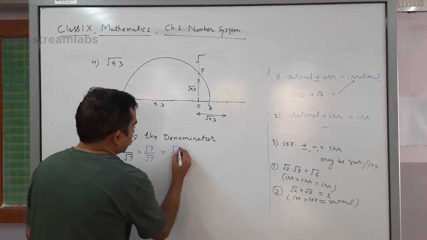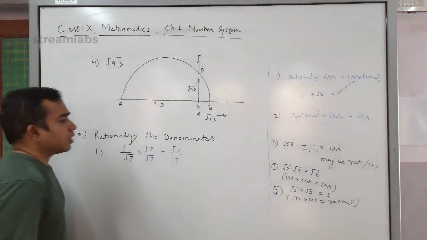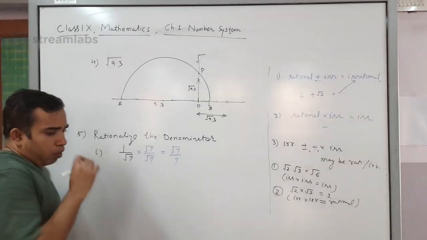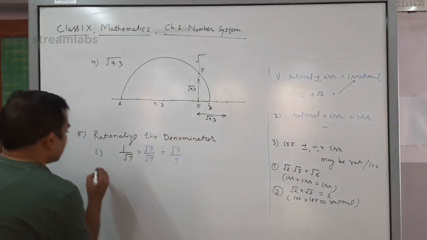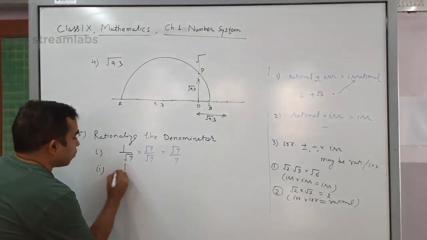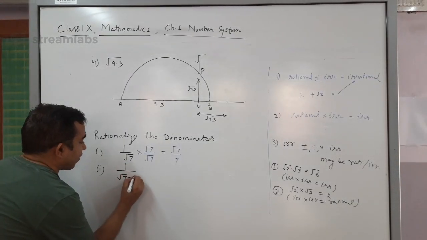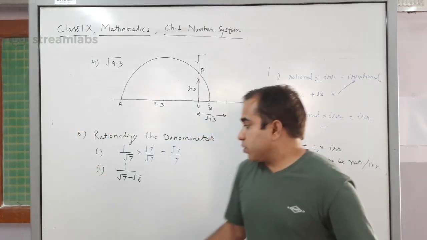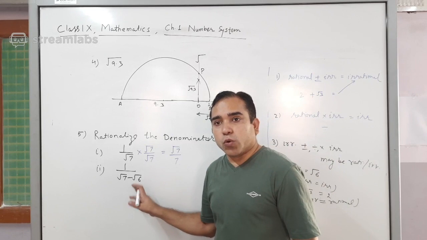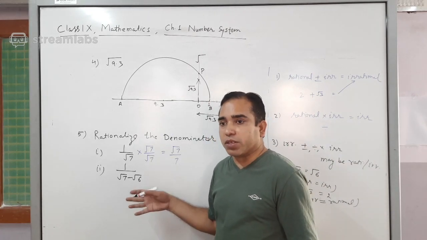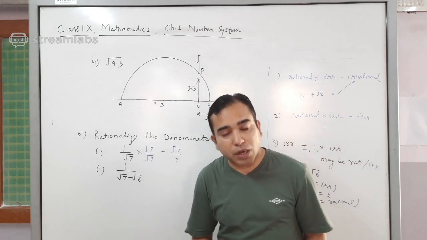And then simplify. This becomes root 7 upon 7. Now this has become a rational denominator. Now the second part, 1 upon root 7 minus root 6. Root 7 is irrational, root 6 is irrational, and their difference is also irrational, because after simplification it won't become a rational number.